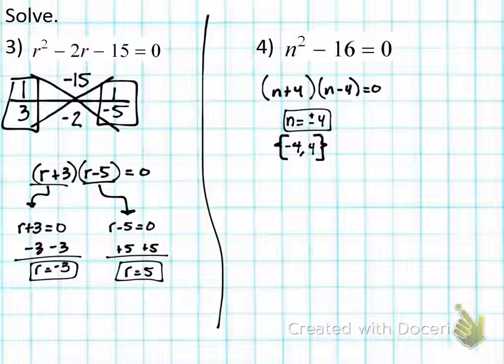And this last one is set notation. That means the answers to the set are negative 4 and 4. It looks like parentheses with a little point at the end of them. Okay? Got it? Okay, good.